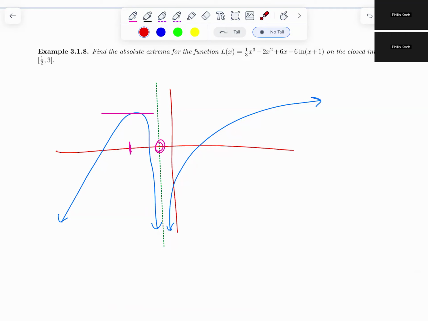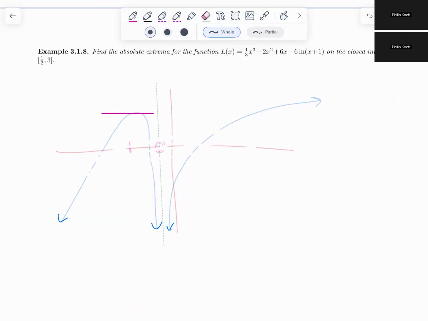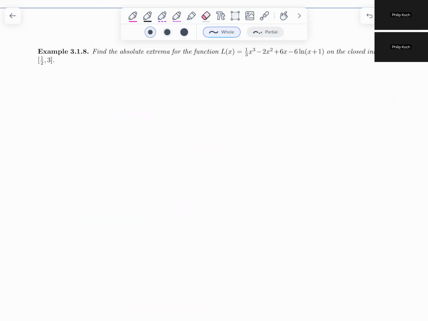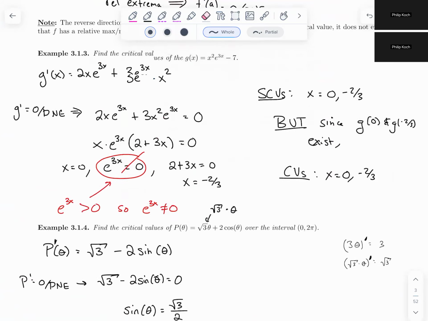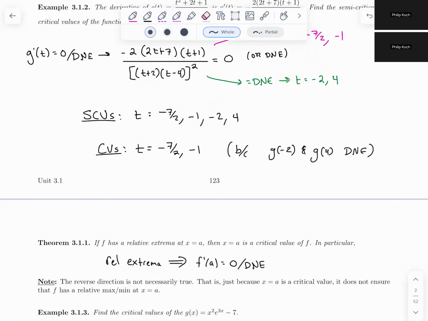That's why I want us to study them right now, even though they're not going to be useful when it comes to finding absolute extrema. For absolute extrema, you're only worried about critical values. But when it comes to increasing and decreasing and relative extrema, they do play a role. So that is why I want to talk about them before we get to that spot. But anyways, the main key difference is that at a critical value, your function has to exist there, whereas with a semi-critical value, your function doesn't have to, but it still plays a role.